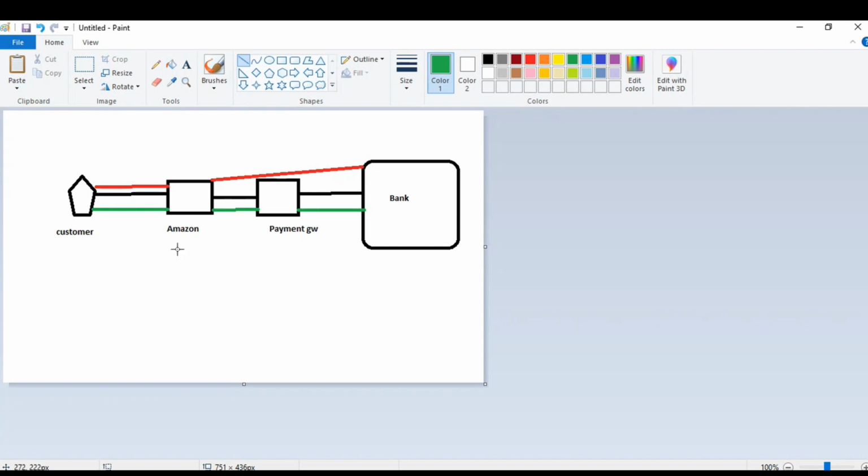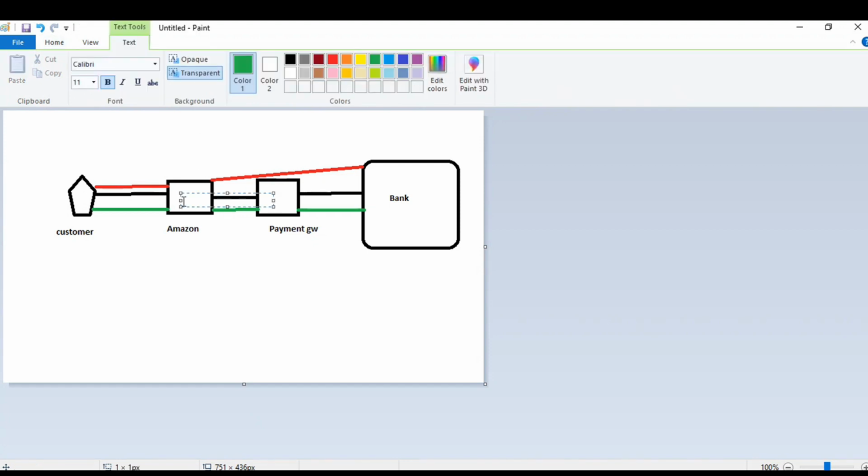As a customer, you don't know who the payment gateway is, because you are dealing only with whom? Your Amazon. If something goes wrong, whom do you call? You call Amazon, not the payment gateway, because you don't know who the payment gateway is, or whether there is a payment gateway or not, right? Because the payment gateway does not have a direct agreement with the customer. It has an agreement with Amazon. Now the question was, where does PCI apply?